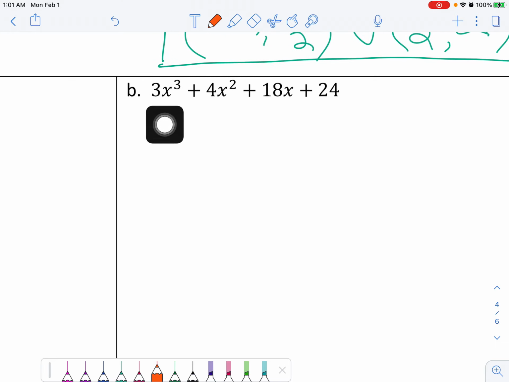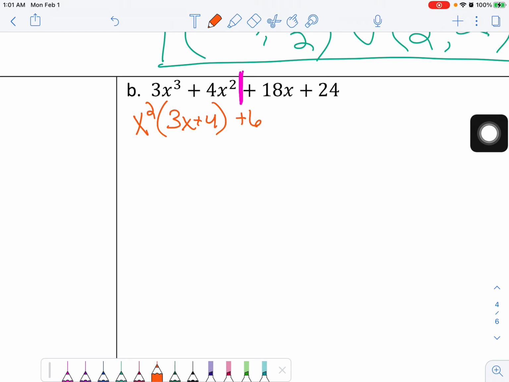Let's see. 3, 4, 18, and 24 do not all have a common factor. The 24 doesn't have an x, so I can't deal with that. What I can do is I'm going to split it. I'm going to look at the first two terms and find their GCF, look at the second two terms and find their GCF, and see if I can factor this by grouping. So the first two terms have a common GCF of x², so 3x plus 4. My second two terms can both be divided by 6, so plus 6, 3x plus 4.